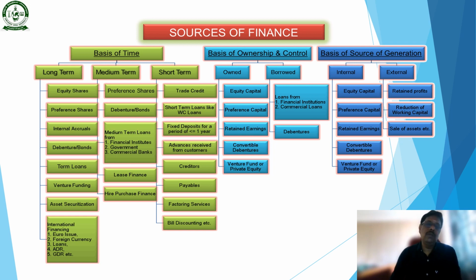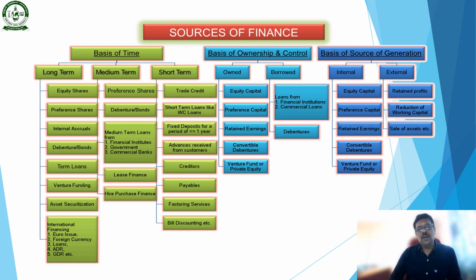The medium term, based on time, is more than 5 years. The company can raise funds through preference shares, issue of debentures, and medium term loans from financial institutes, government, and commercial banks. Sometimes a company will go for lease finance and hire purchase finance. So these are the ways a company can raise funds.